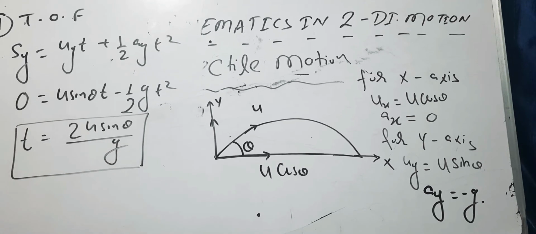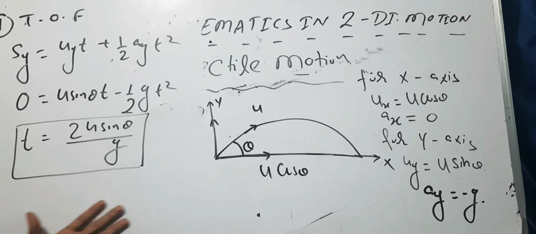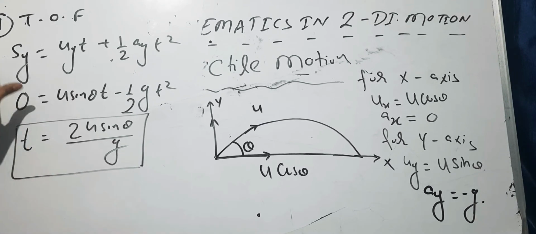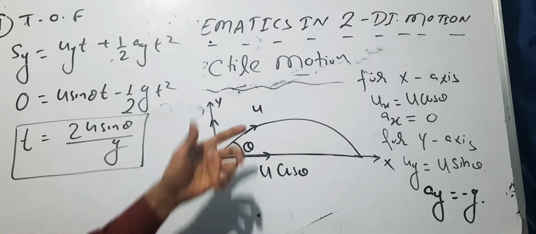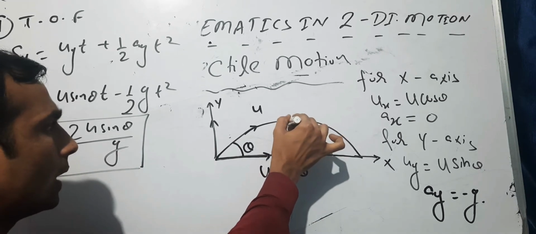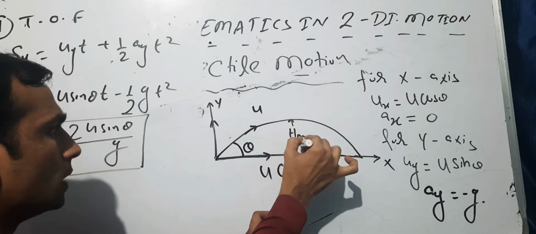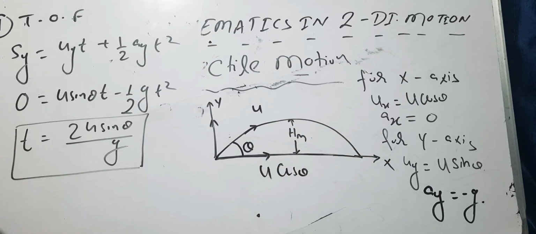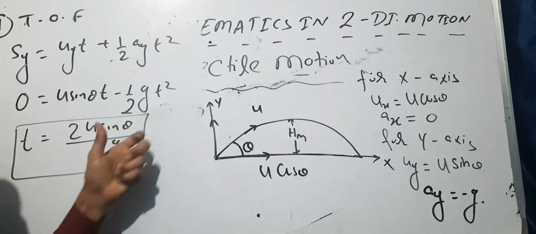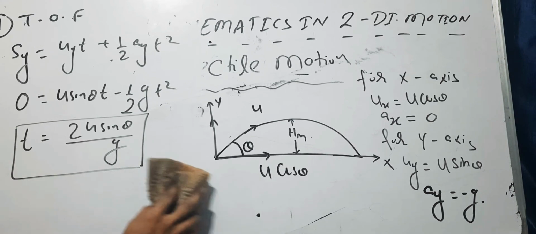Right. So what is the next formula? You can take a screenshot. I don't have enough space now. I'm going to find point number 2, that is the maximum height, H max, which is attained by the particle. So students, take a screenshot. I hope you have taken it.